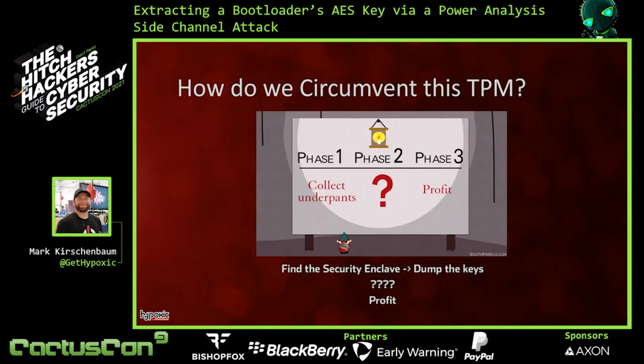Well, how do we circumvent this TPM? Now, the easy way is just to find the security enclave and break into it and dump the keys. And then from there, we're going to do something and we're going to profit. Well, that sounds really easy in theory, but it's a real pain in the butt to do it in the real world. Obviously, with these security enclaves, the first word is security, and there's a lot of security trying to prevent people from dumping these keys. So that's our whole goal today.